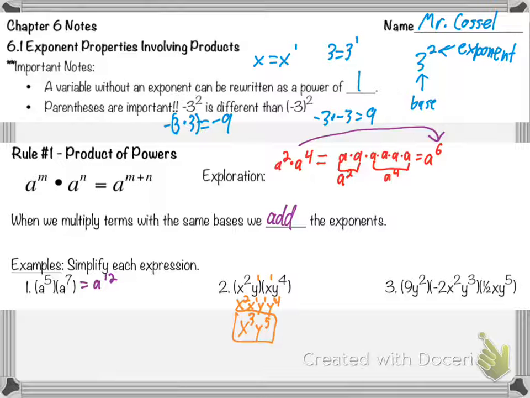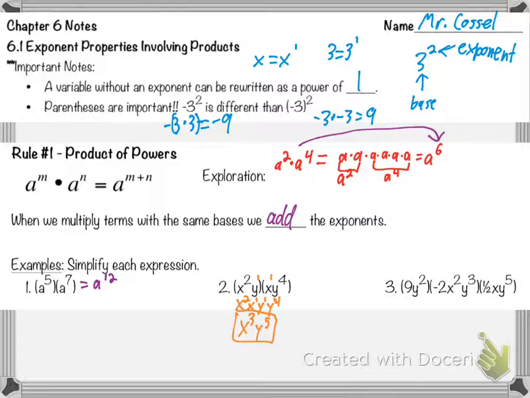Are x and y the same base? No, so we can't add those exponents. Those stay how they are. As long as it doesn't become xy to the eighth, you don't add those exponents. You only can do that if they are the same base. Okay? Questions on that one, on how we got that as the second one?